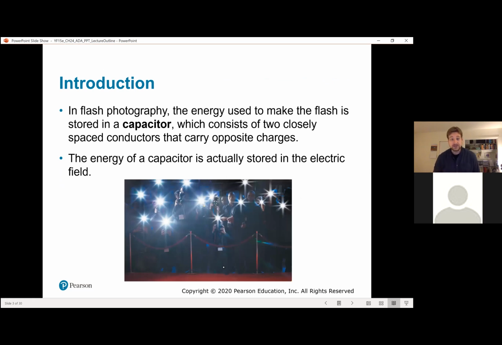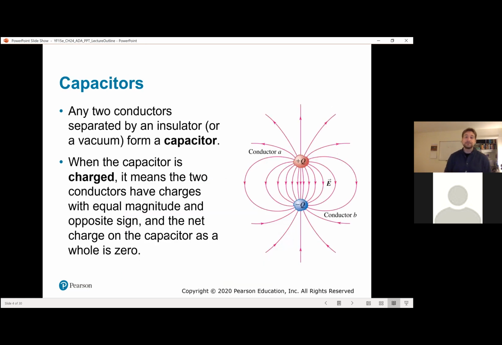Capacitors have applications in flash photography. The energy used to make the flash very bright, very short amount of light is stored in a capacitor, two closely spaced conductive elements that carry opposite charges. The energy that is used to illuminate the flash is stored in the electric field set up between those two conductors. Okay, let's see what's going on.